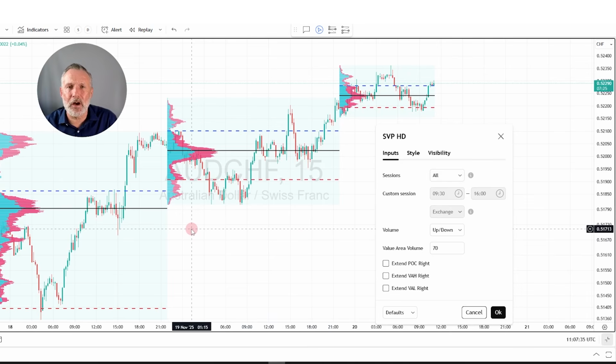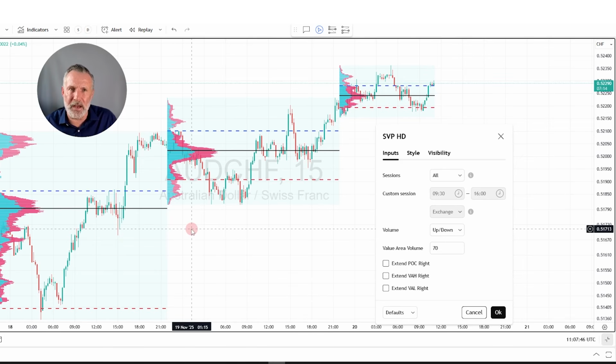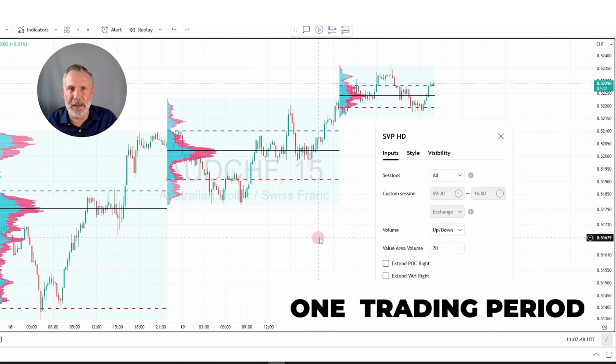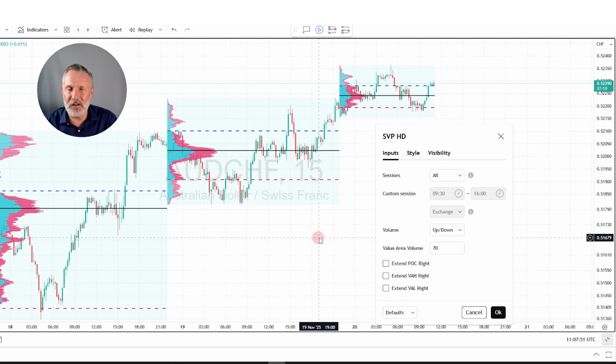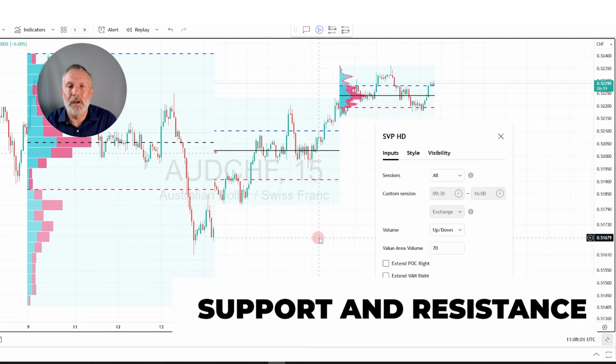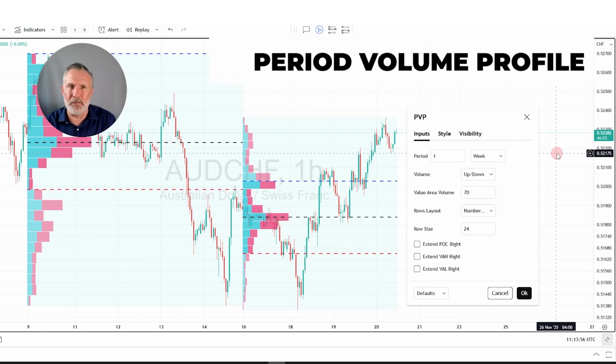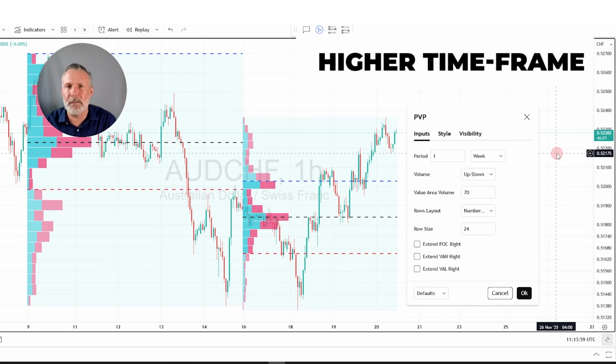There are various different types of market profile indicators. The most popular is called the SVP. This stands for Session Volume Profile. This shows the market behavior during one trading period. It should be noted that each previous day highlights all the information from that session. Traders can use this information to decipher trends and support and resistance levels. Another popular market profile indicator is called the PVP. This is the period volume profile and is normally used for higher time frame analysis.